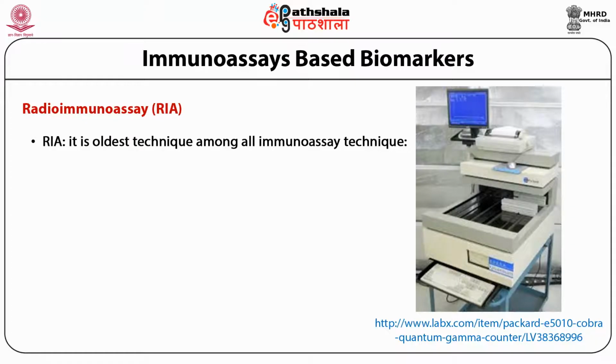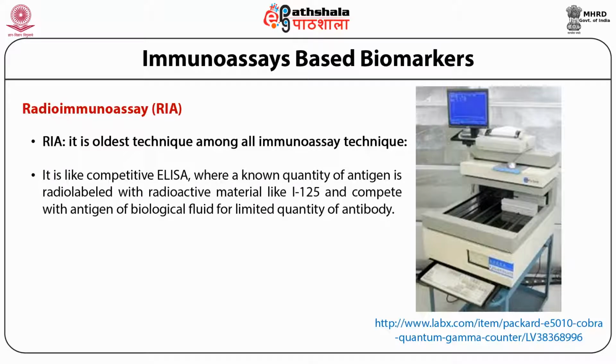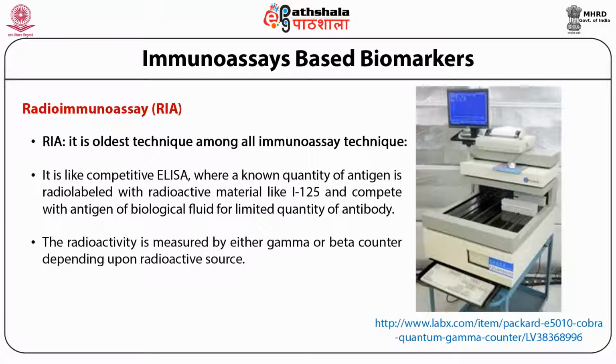This radio immunoassay is like a competitive ELISA where a known quantity of antigen is radio labeled with a radioactive material like iodine 125 and competes with the antigen of biological fluid for limited quantity of antibody. The radioactivity is measured by either gamma or beta counter depending on the radioactive source. Radio immunoassay used for detecting allergy is also known as RAST test. That stands for radio allergosorbent test, an example of RIA, which is used for detecting allergens in case of allergy.